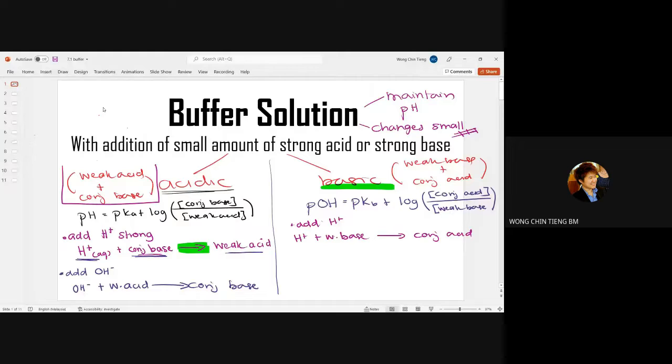Okay, the same thing. Over here pula, kita akan tambah, add in the OH minus. Kalau kita tambah strong base, obviously the one that will neutralize the base must be the acid. So it's our conjugate acid in this case, hasilkan balik the weak base. Alright? So sama je lah.